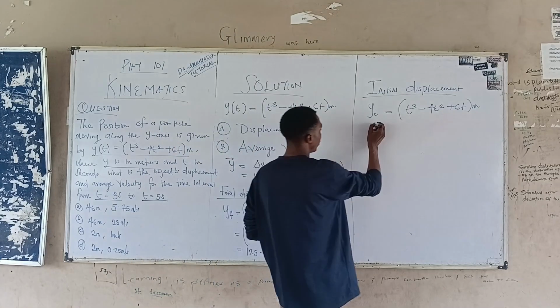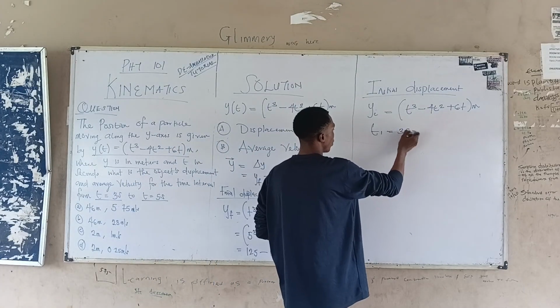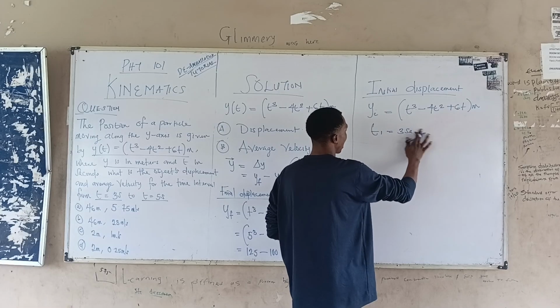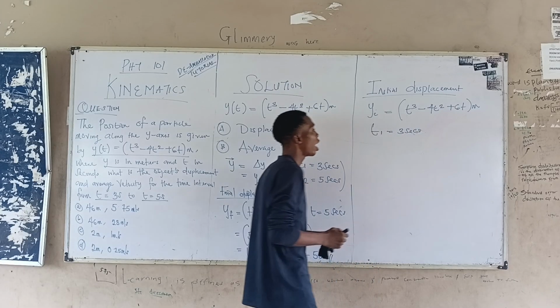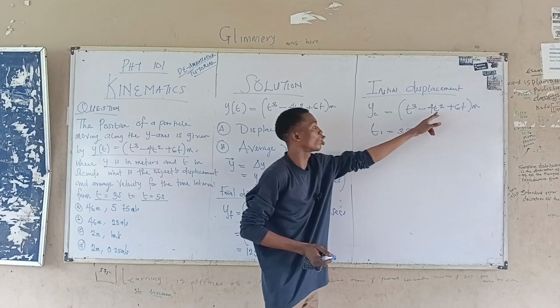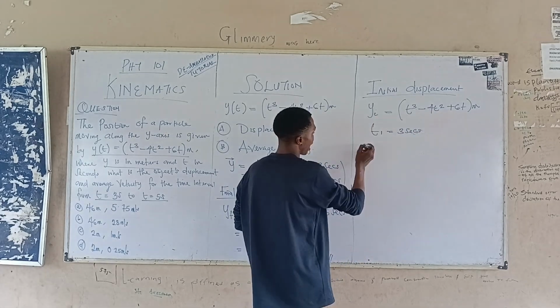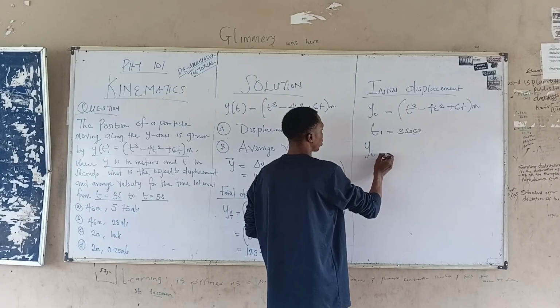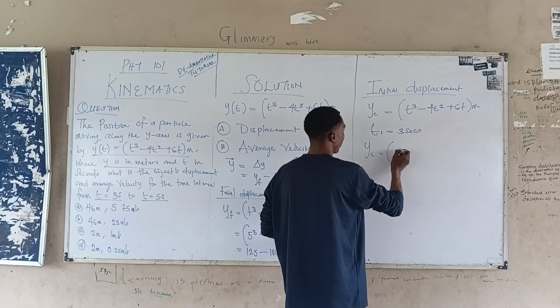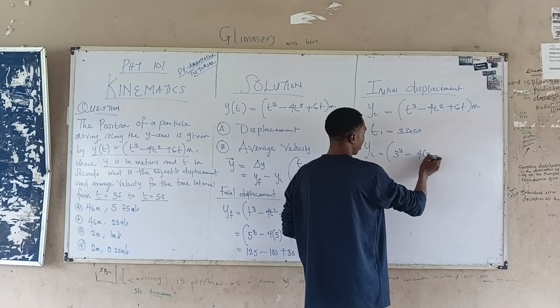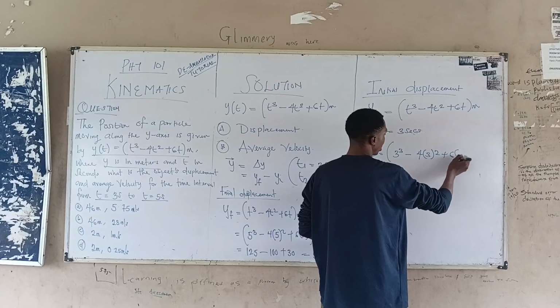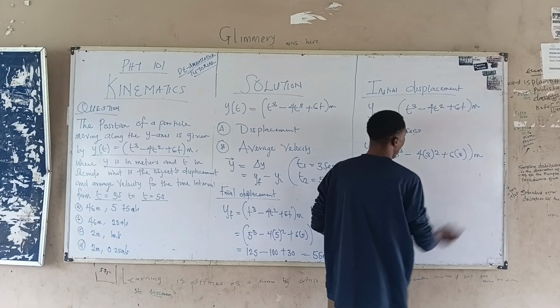So that means my t1 will be representing my initial displacement, and the value of t1 is when time is 3 seconds. What this actually means is that anytime I have my t, I'm going to put 3 seconds to get my initial displacement. So in that case, my yi equals, in bracket, 3 to the power of 3 minus 4 in bracket 3 squared plus 6 in bracket 3. Then we have our meter.